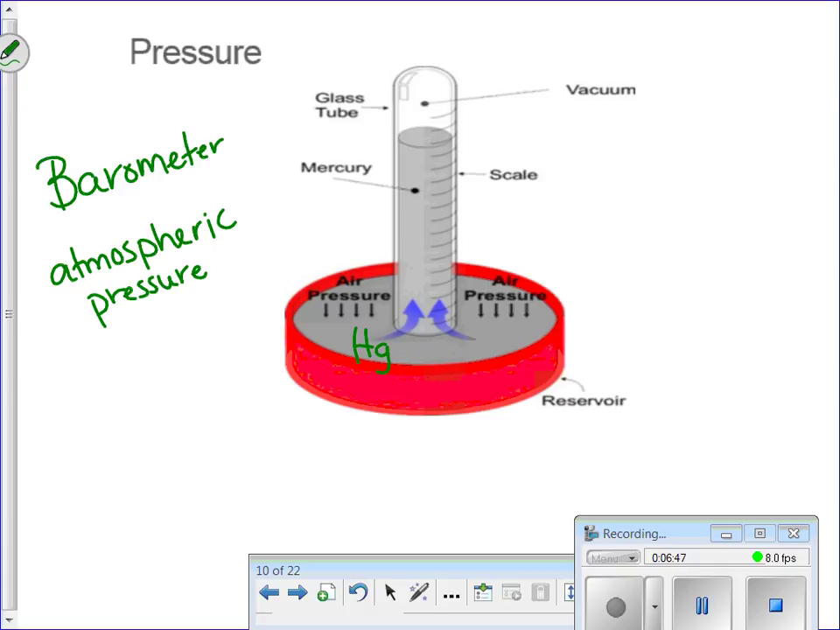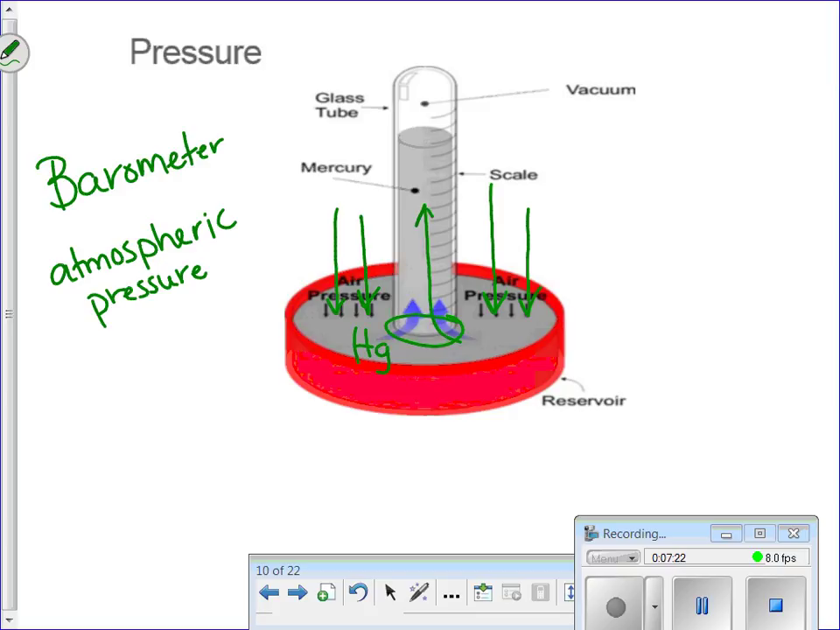And mercury is a liquid metal. Okay? And what will happen is air from the atmosphere will press down on that mercury in the dish. And sitting in the pool of mercury, there's an inverted tube that's open. Okay? And the air pressure will push down on the mercury in the dish, causing the mercury to go up in the tube.